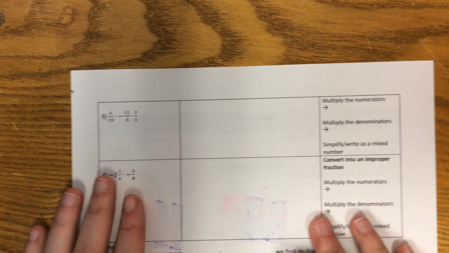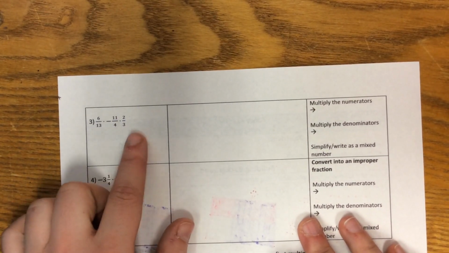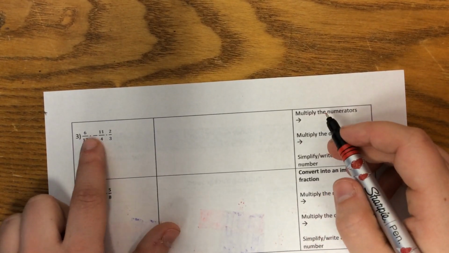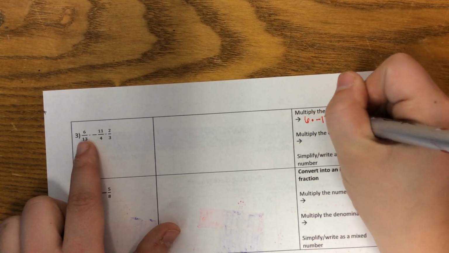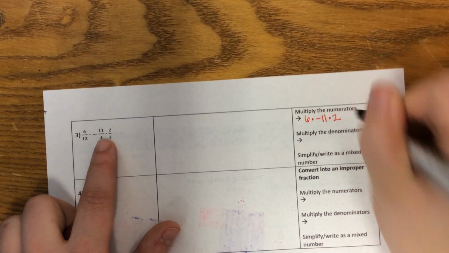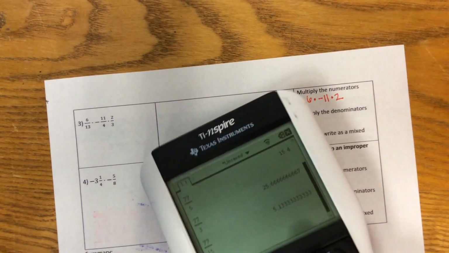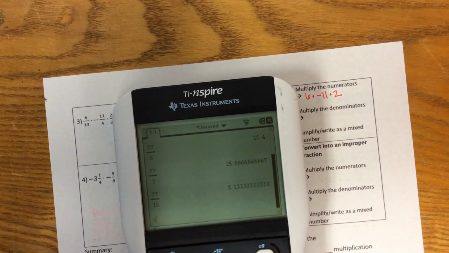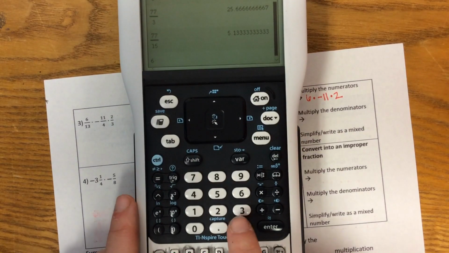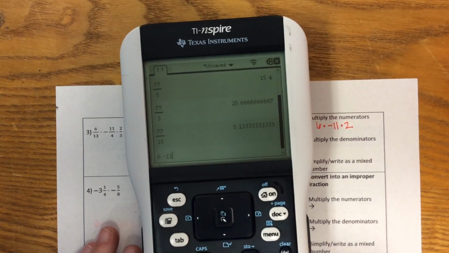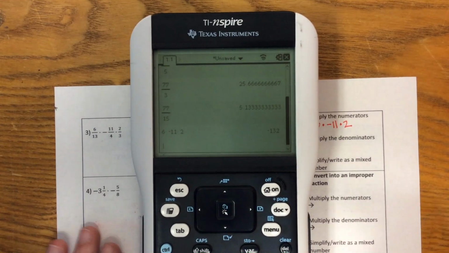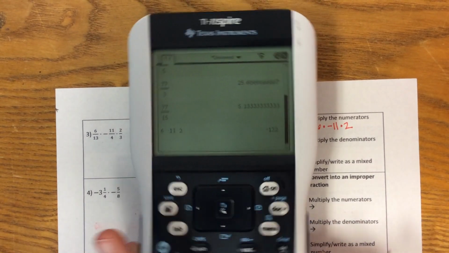All right, backside. 2 more problems left. Oh, we do have one with 3. Okay, so we're going to multiply the numerators. So we're going to multiply all these numerators together. So I'm going to do 6 times -11 times 2. And it's okay to use your calculator to do all of that. So 6 times, when you use negative, remember we want to use this one on my calculator. So -11 times 2. We get -132.